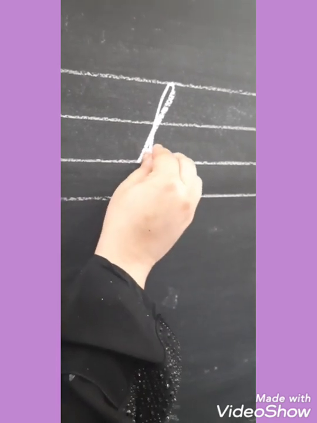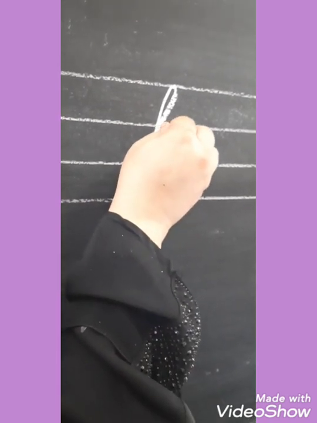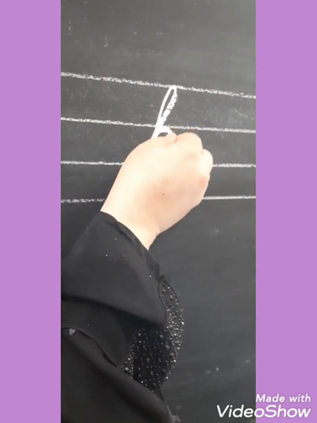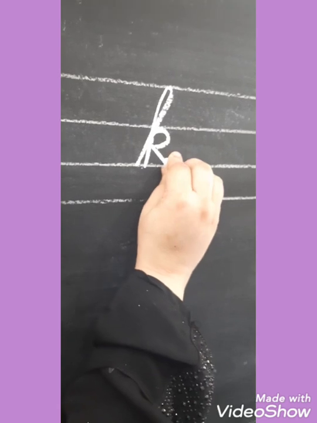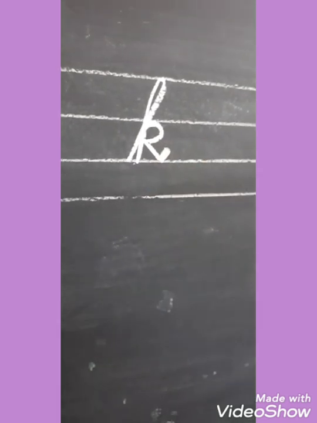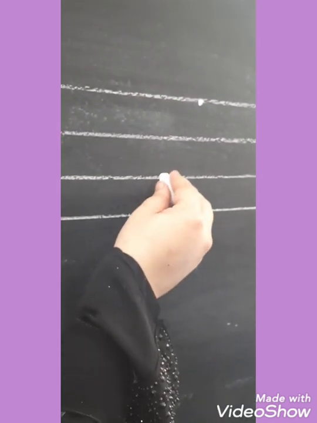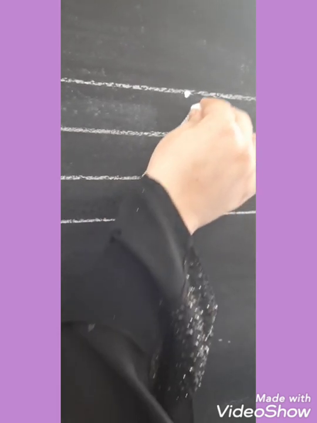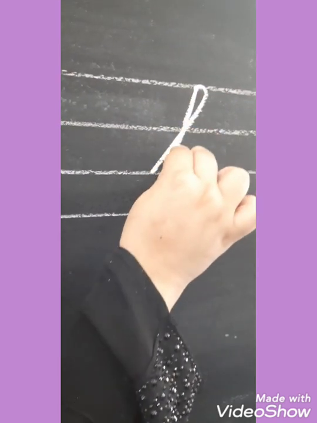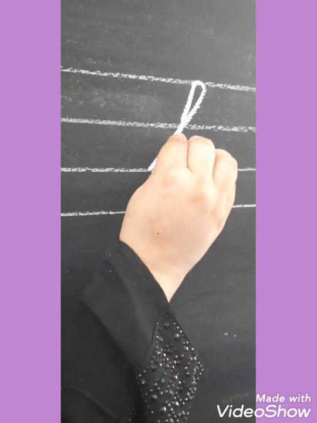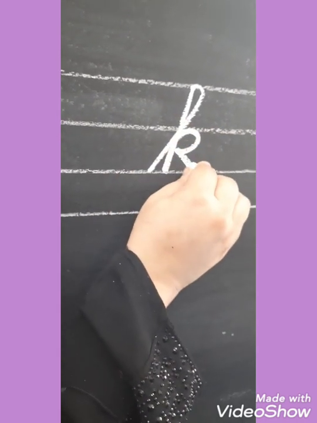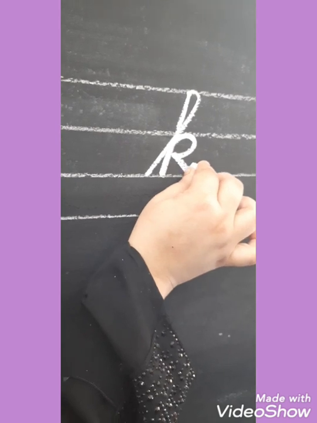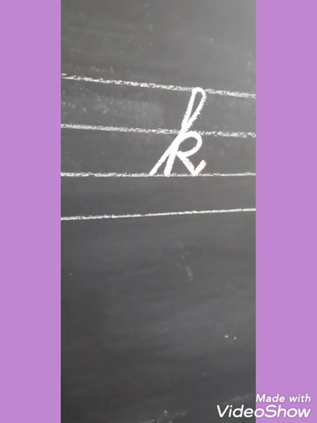From here you have to move up, round, and it looks like capital R. And at the end you have to make a tail. Again look here, go up, round your pencil, come down, from here go up, make capital letter R like this, it is easy for you, and at the end you have to make a tail of K.